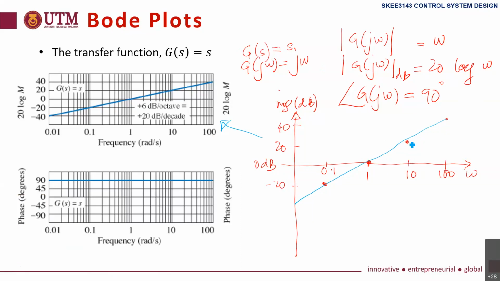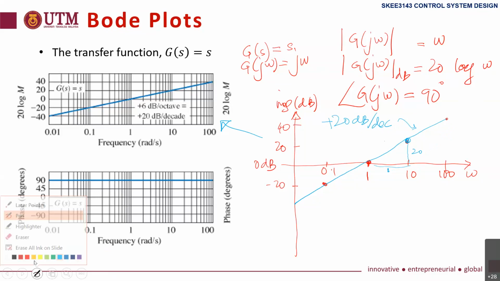And you can see here, if this is the slope, this is 20. This is one decade. We call this 1 decade. So we call this a line with slope 20 dB per decade. That means 1 decade increases by 20 dB. Another decade increases another 20 dB. And it is positive because it's going up. Right? So that one is Gs equal to S.